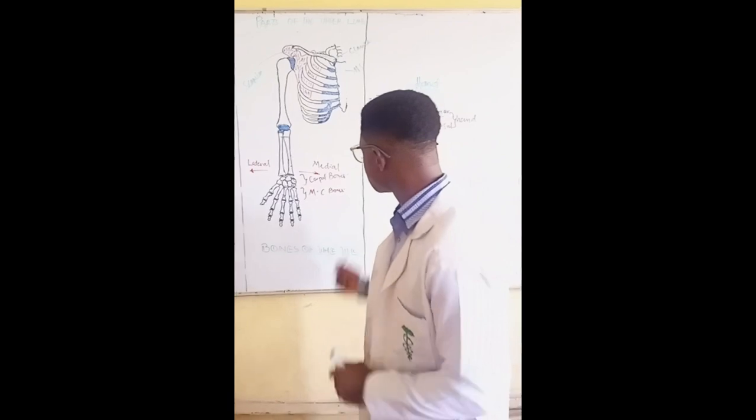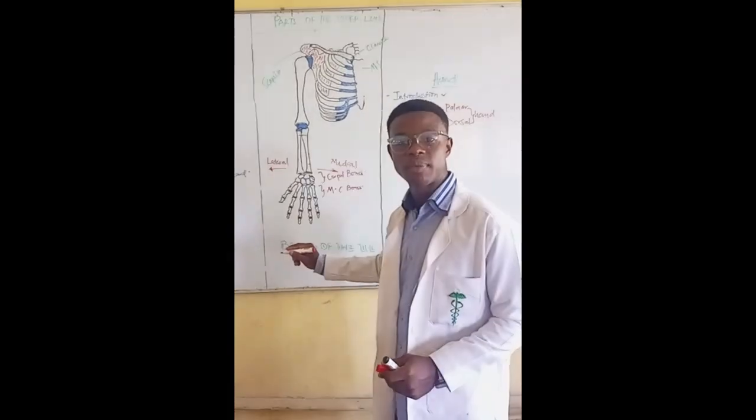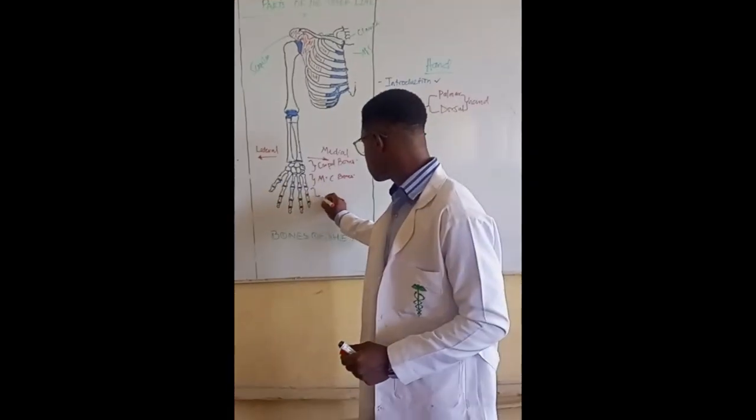The phalanges have just 14 bones that make them up. From our diagram, inferior to the metacarpal bones, we have our phalanges.